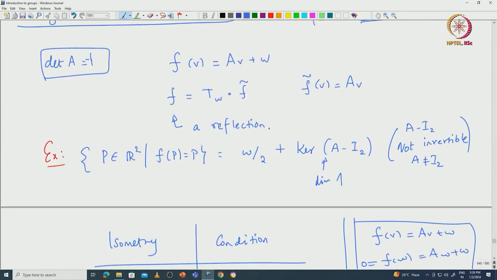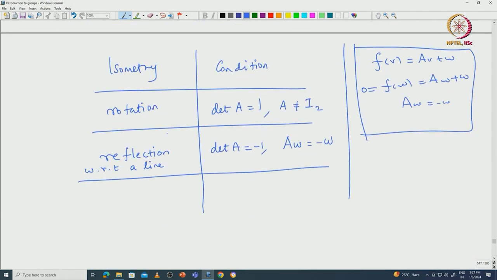So I guess that's what I told here, but you need to be a bit careful. So yeah, maybe you can actually think about it. So in this case, you get a reflection with respect to just a line. So when this condition is not satisfied, when determinant of A is minus 1, but AW is not minus W, then what you get is actually glide reflection.